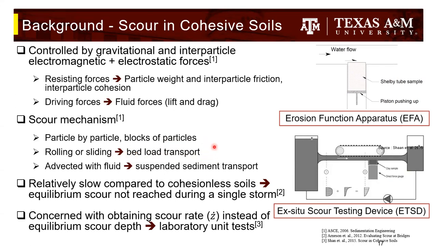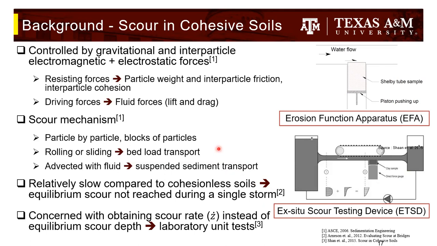And in general, this phenomenon is much slower as compared to pure sandy soils. Most of the past literature has shown us that the equilibrium scour depth is mostly not realized in a single event, because the cohesion essentially prevents the particles from eroding, and it is less vulnerable to erosion as compared to sandy particles.